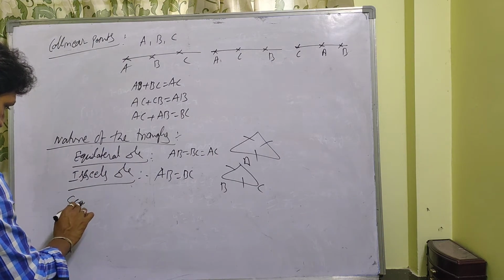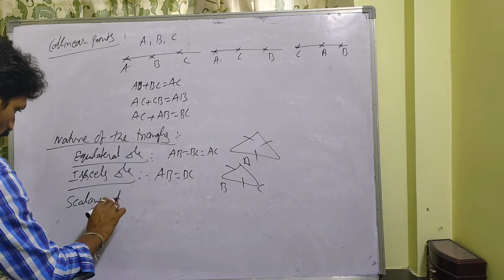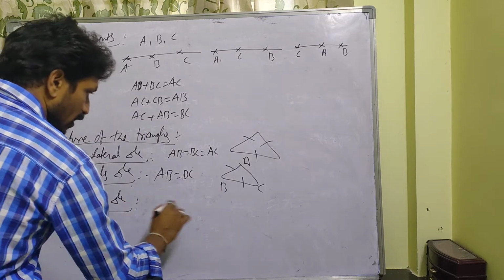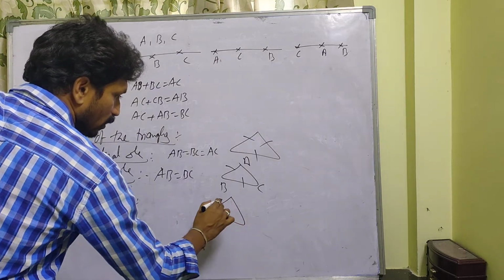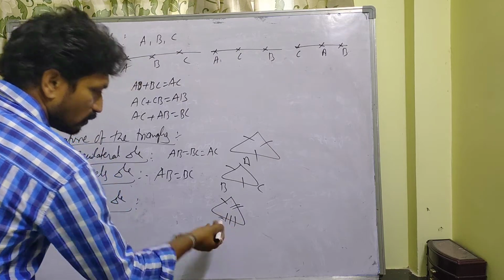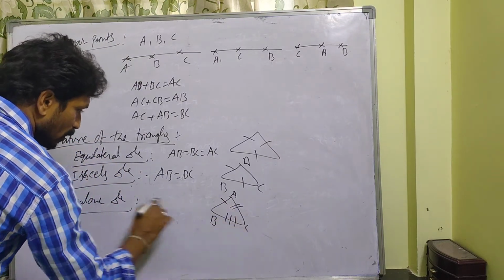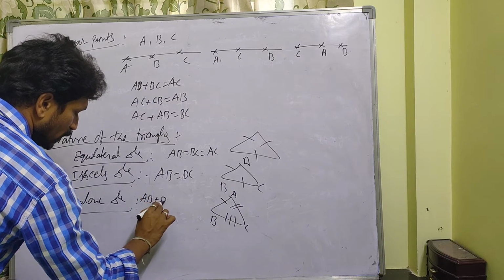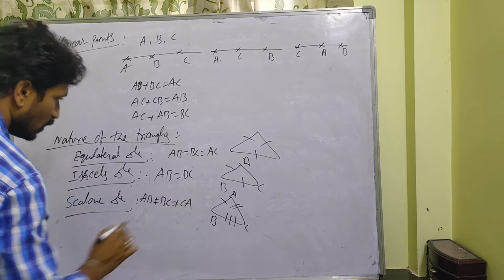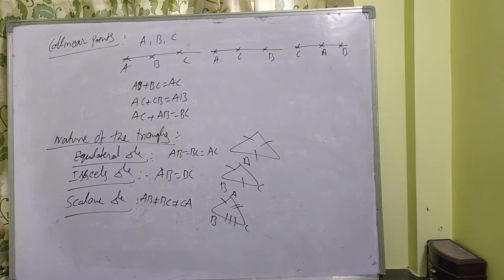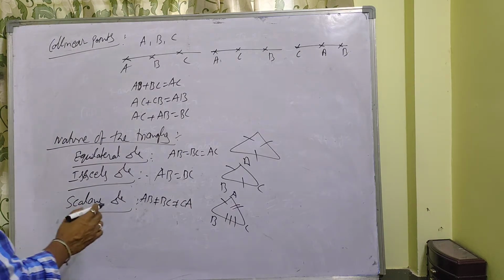Scalene triangle. What is a scalene triangle? If all are different. If you take this as A, B, C, so AB not equal to BC not equal to CA, then you can say that is a scalene triangle. Next, right angle triangle.